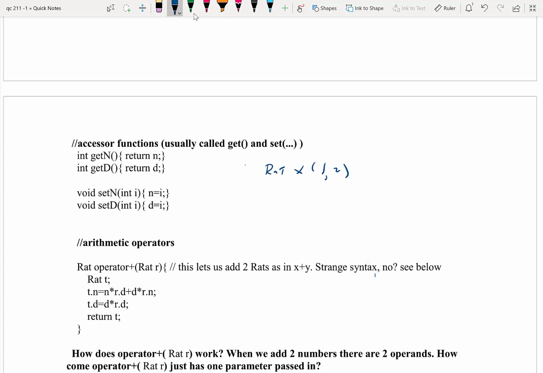And so if I have a rat, let's say my rat is called X, and X is 1/2, so initially, what does that thing look like? Well, here's my rat X, and this is the numerator, and that's the denominator, and that has a 1 and a 2. That's what it looks like.